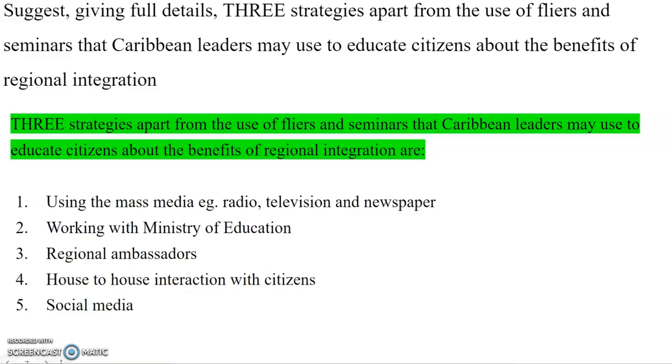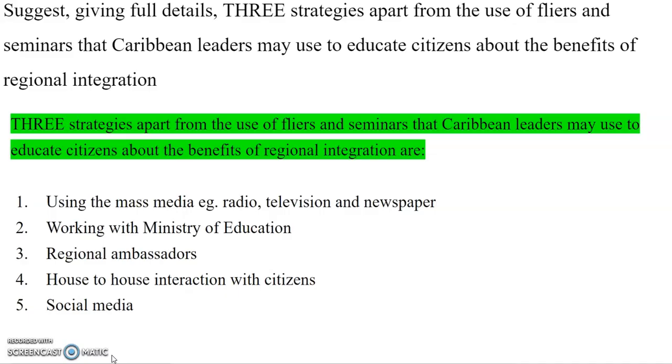Now, this question carries 2 parts. In part 1, we are asked to give strategies that can be used to educate citizens about regional integration. In part B of the question, you are going to justify or explain why you believe that the strategies that you have suggested in part 1 of the question are likely to work or are likely to be successful.